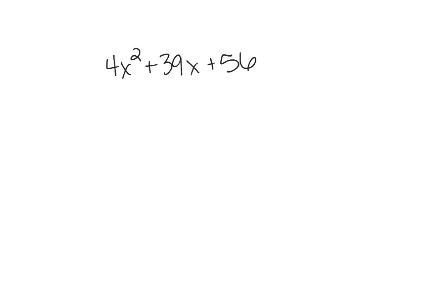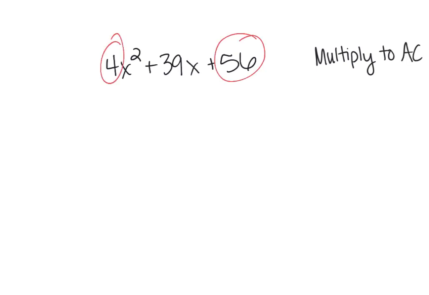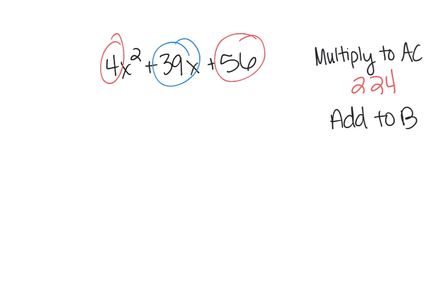do. Now, one thing you can do is just kind of guess and check, but most students don't like to do that strategy. So what we're going to do is multiply to our AC, our A and our C. Multiply those two numbers together. So we have 4 times 56, so that is 224. And then add to your B. Okay, your B is just this number here, so we're going to add to 39.